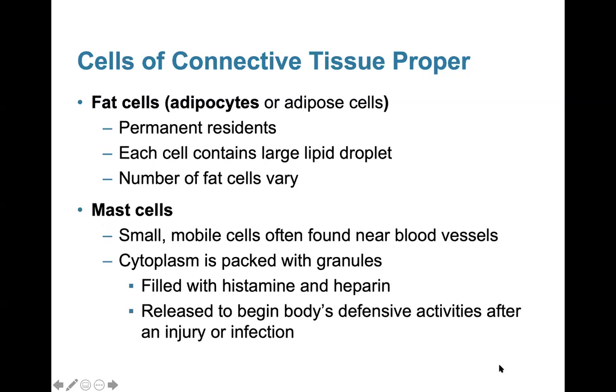Fat cells or adipocytes, these are permanent residents. Each cell contains a large lipid droplet, and the number of fat cells can vary from individual to individual. Mast cells, these are small mobile cells often found near blood vessels. The cytoplasm is packed with granules. It's filled with histamine and heparin, and it's released to begin body defensive activities after an injury or an infection.